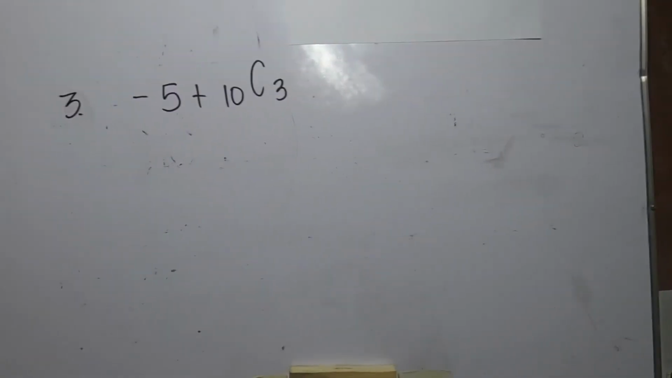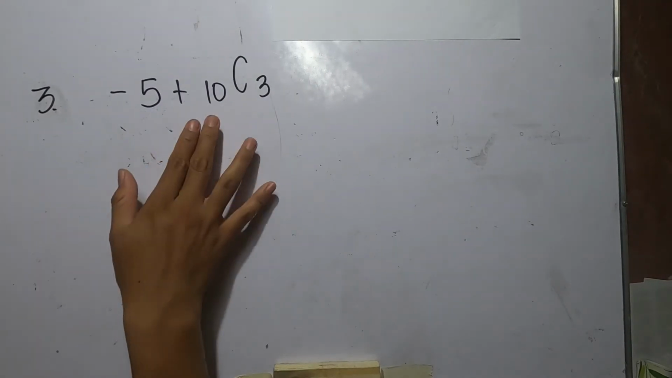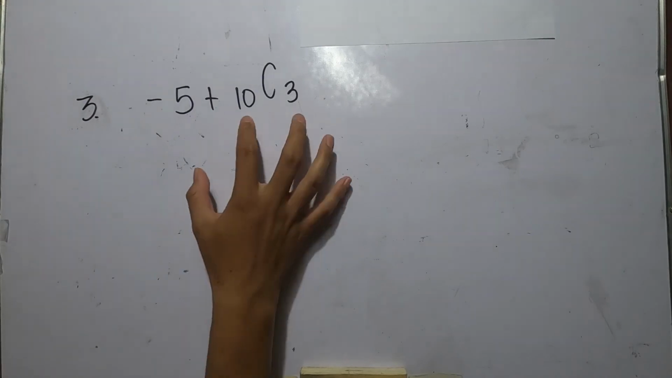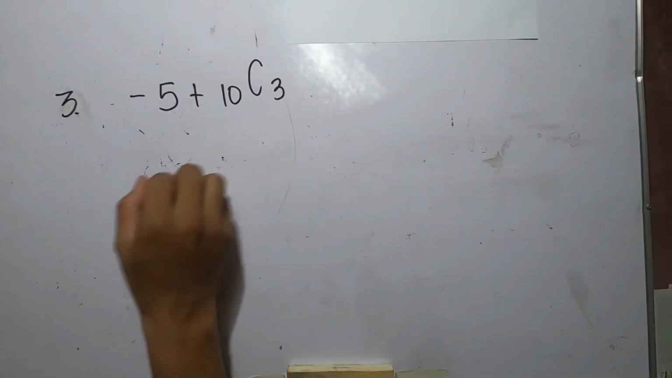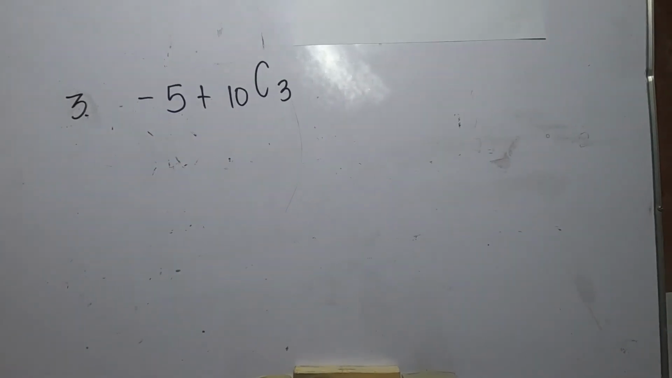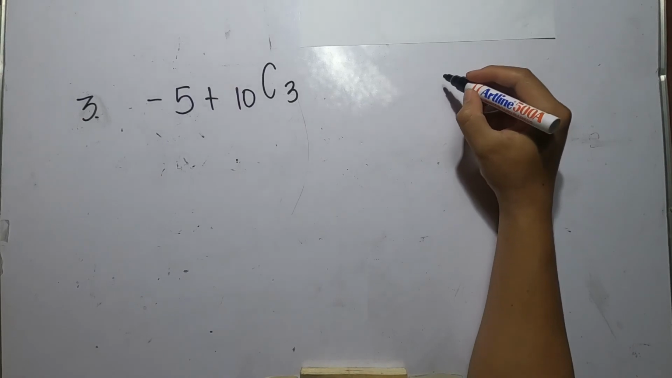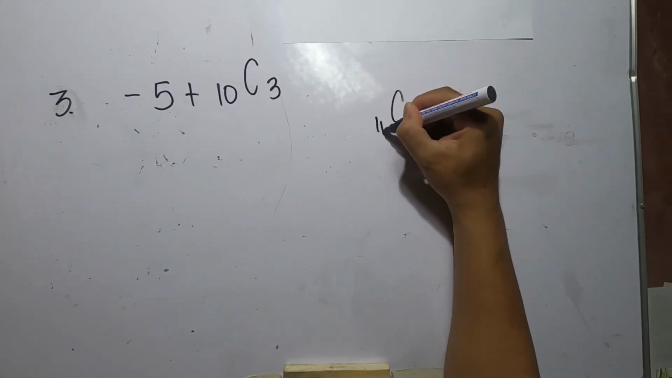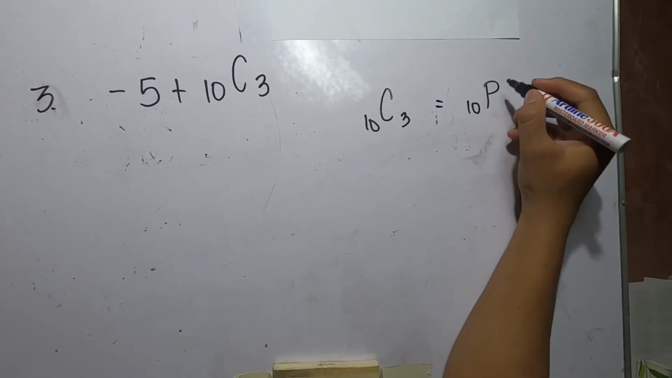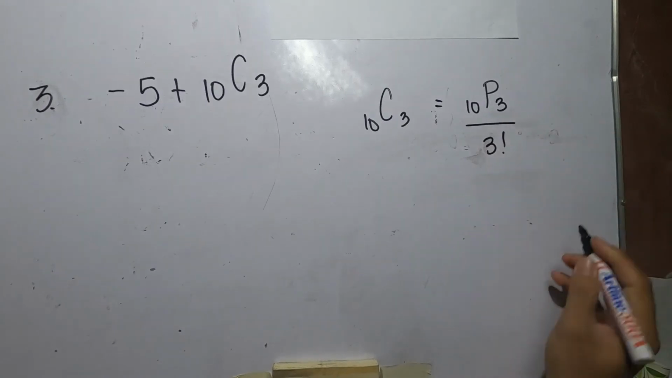Number 3. The given was negative 5 plus combination of 10 taken 3. So we need to find what is the value of combination of 10 taken 3 before adding to negative 5. So we know that combination of 10 taken 3, by definition, it is the same as permutation of 10 taken 3 divided by 3 factorial.